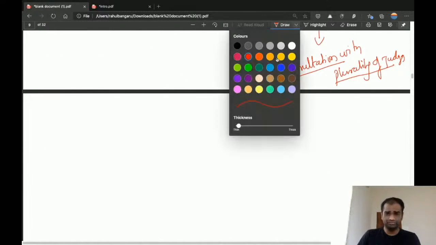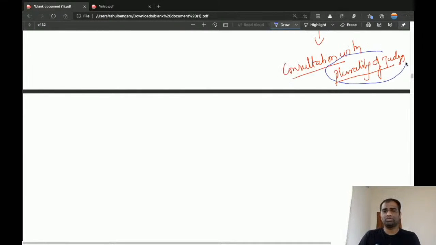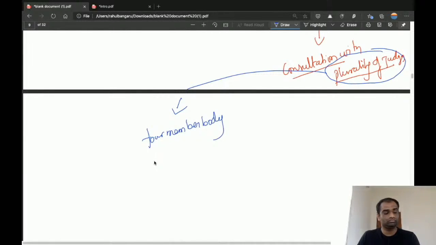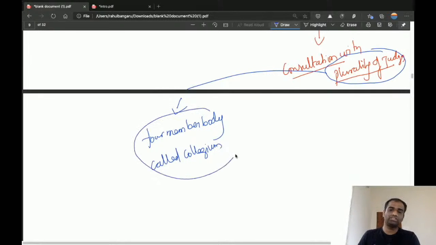So accordingly, since the word concurrence meant consultation with plurality of judges, according to the three judges cases, this plurality of judges will be a 4-member body called the collegium.